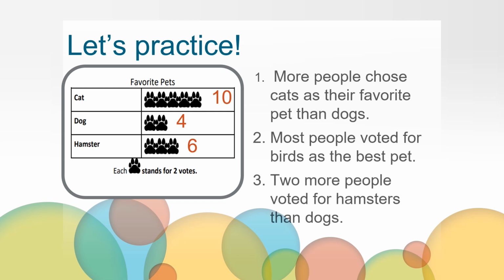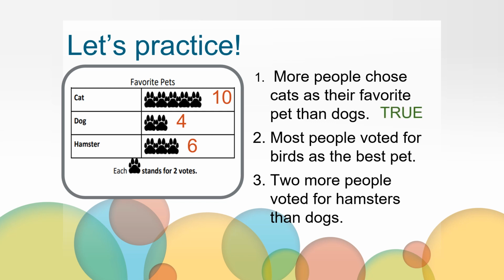The first one reads, more people chose cats as their favorite pet than dogs. Is this true or false? That's right, there were 10 votes for cats and only 4 for dogs. So more people chose cats as their favorite pet.